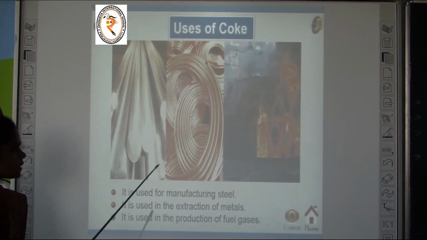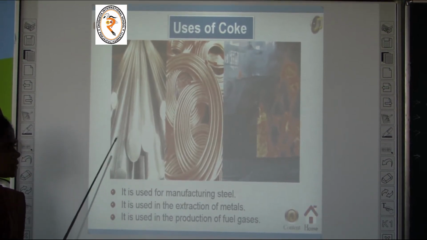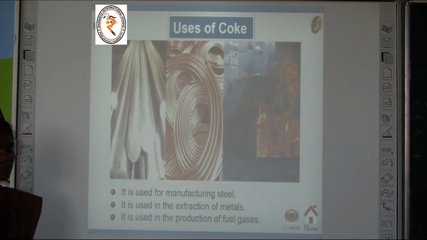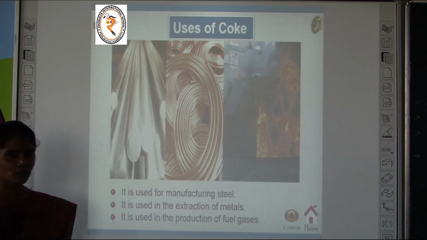Look at the picture. It is used to make steel. And it is used in extraction of metals. What is called metals? We already know that metals produce positive ions. What are the properties they have? Malleability, ductility, and good conductors of heat and electricity.